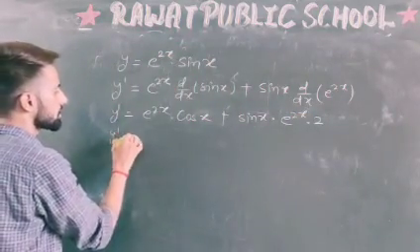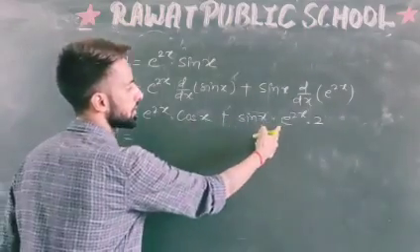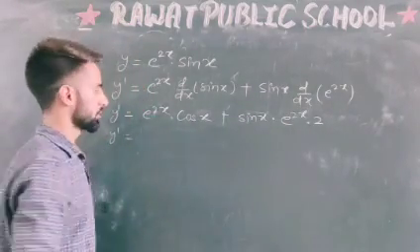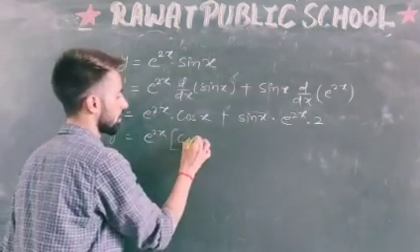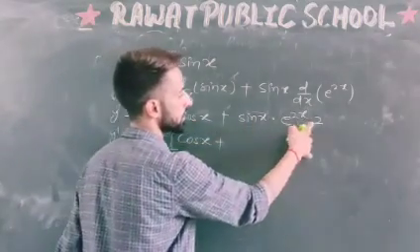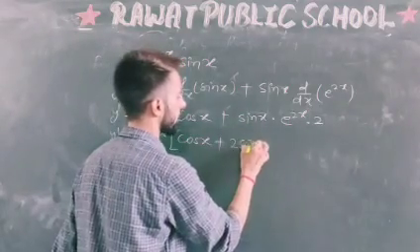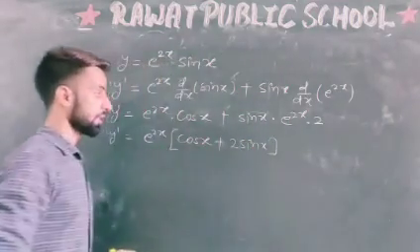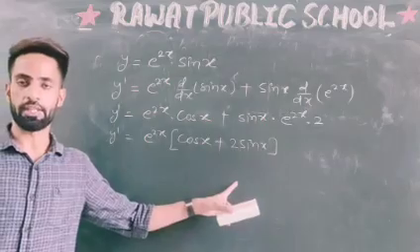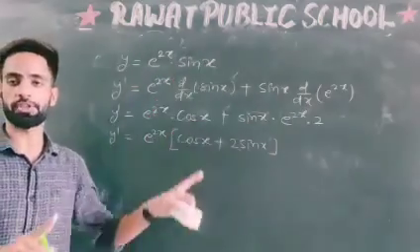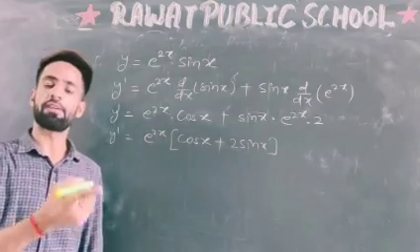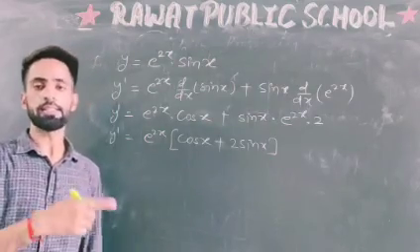Now y dash is how much? e2x I can take common from here. So my e2x is common. What is left? Cos x plus sin x times 2, that means 2 sin x. This is my first order derivative here, because I have differentiated the function one time. If I differentiate it again, I'll get the second order derivative.